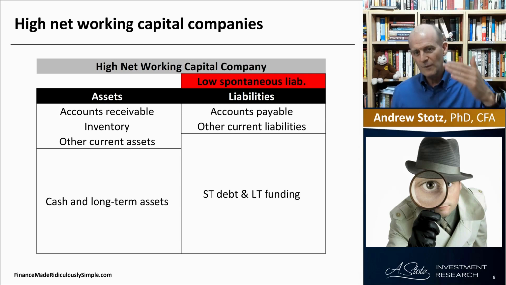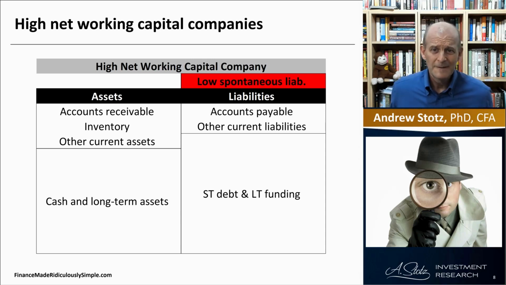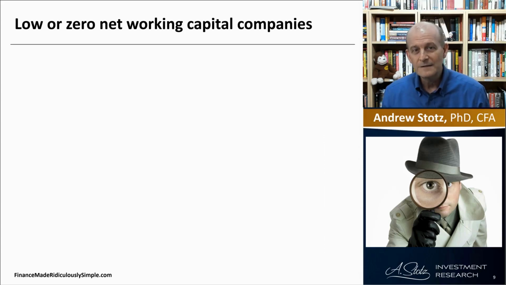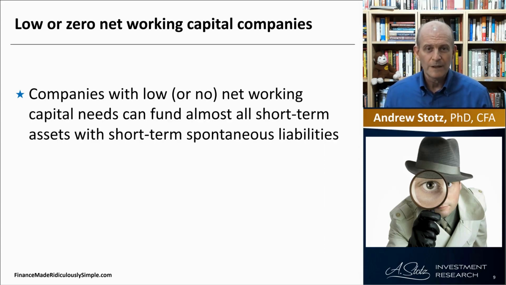I've moved the short-term borrowing down to be included with other long-term funding. And the result of this is, if it's a high net working capital company, it means it has a low amount of spontaneous liabilities. And let's look at a low or zero net working capital company.